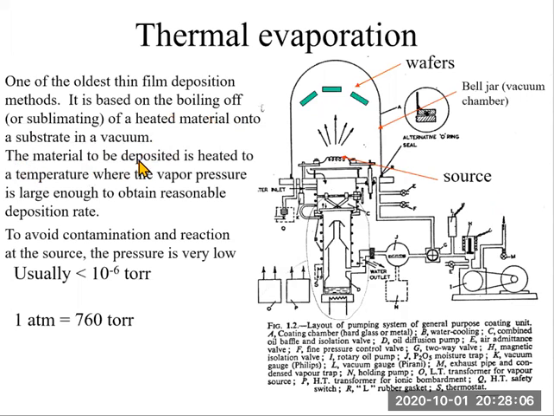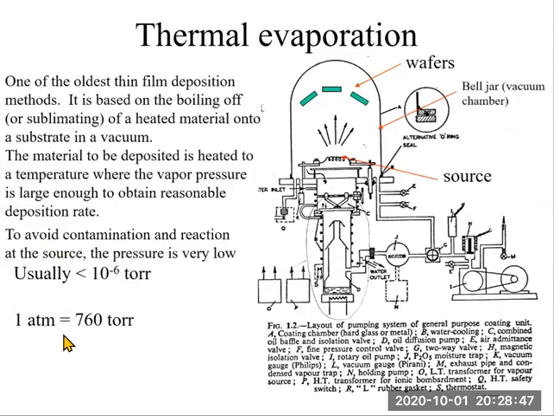The material to be deposited is heated to a temperature where the vapor pressure is large enough to obtain a reasonable deposition rate. And to avoid contamination and reaction at the source, the pressure is very low, typically less than 10 to the power of -6 torr. Torr is a pressure unit. 1 torr is simply the pressure generated by a 1 millimeter mercury column.